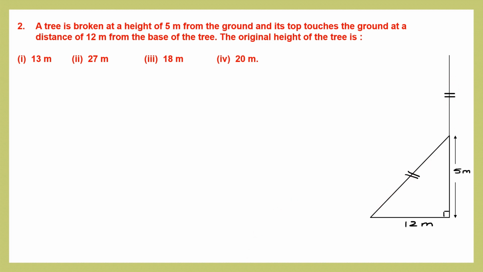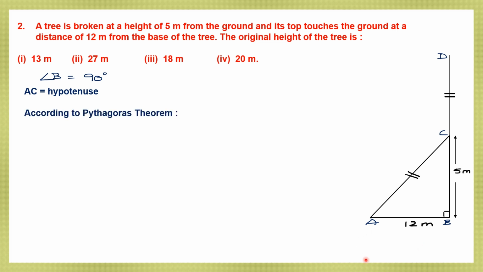So let's name this now. So A, B, let's name this C, and here this point let's name it D. So now as you can see, B is 90 degrees. It's already given to us. So let's say angle B is equal to 90 degrees. That means we can take AC as the hypotenuse. So AC will be the hypotenuse, and then we can apply the Pythagoras theorem.